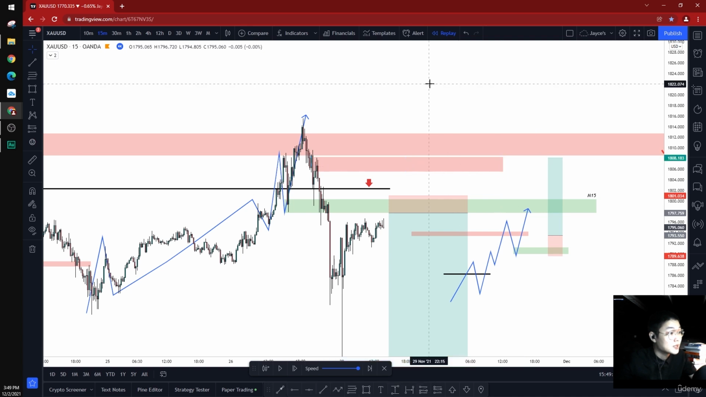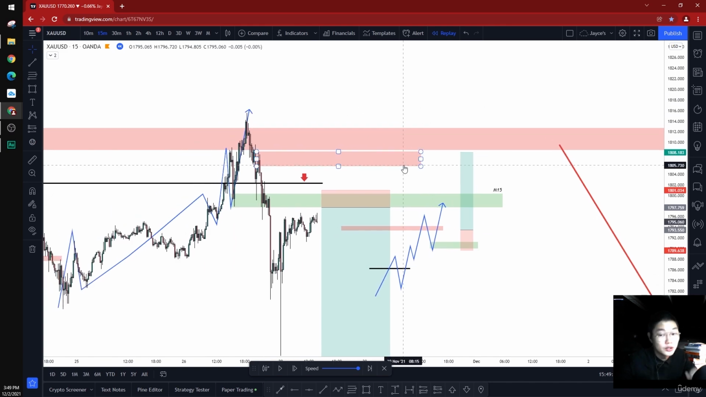And at this time, because this strongest supply zone in the 15 minutes time frame is very near to the 4 hour one, I don't draw it in the market.